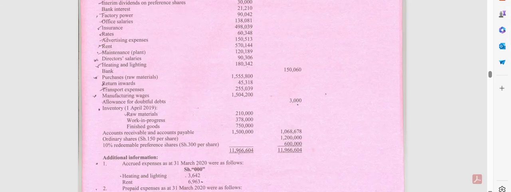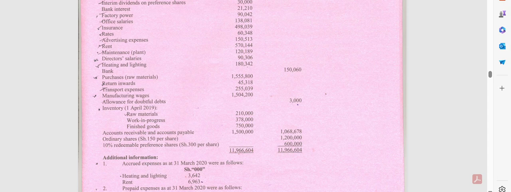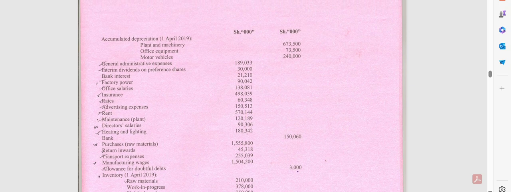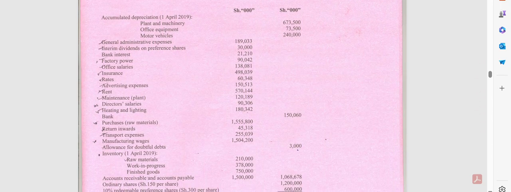Purchases of raw material is 1,555,800. Check whether we have carriage inwards or return outwards. We have return inwards, but inwards is for sales, so we are not going to record that. Do we have return outwards? I can't see return outwards. Carriage inwards, I can't see carriage inwards. So we don't have those.